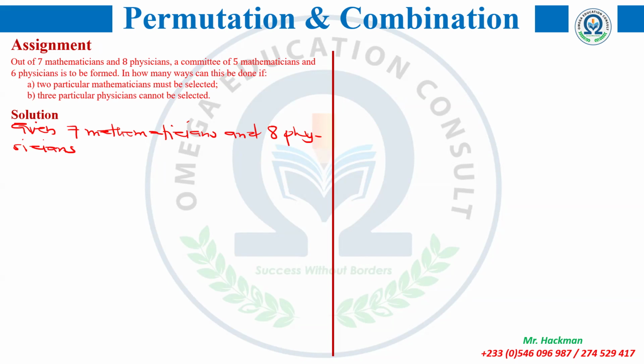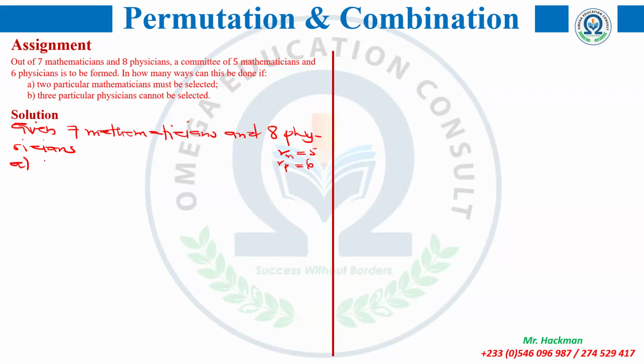Now we know the number to be selected. As your rough work, you can write R sub m for the mathematicians, and that is 5, and R sub p for physicians, and that is 6. The number that you select will usually be R, and the number given will be your n. So at this point, you come to A.